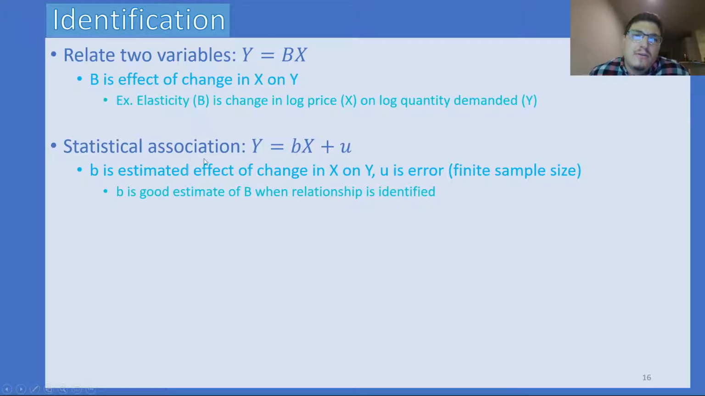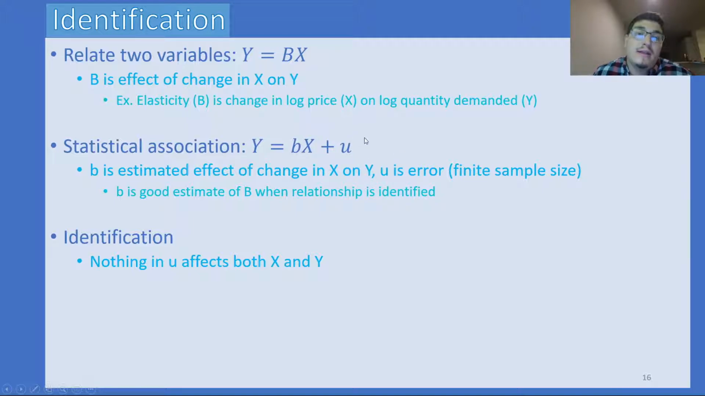Now, what we need for identification is only that this lowercase b is a good estimation of this uppercase B. And it will be when the relationship's identified. And to have identification, really all you need is that there's nothing in this u, in the error term, that I'm excluding in my regression, in my statistical association, that affects both the x and the y. If it just affects the y, it's no problem. If it just affects the x, it's no problem. But if it affects both, it's a big issue. It causes it to be unidentified. So as long as there's nothing in the u, in the error term, that's missing and that affects both x and y, we're good to go. We're identified.